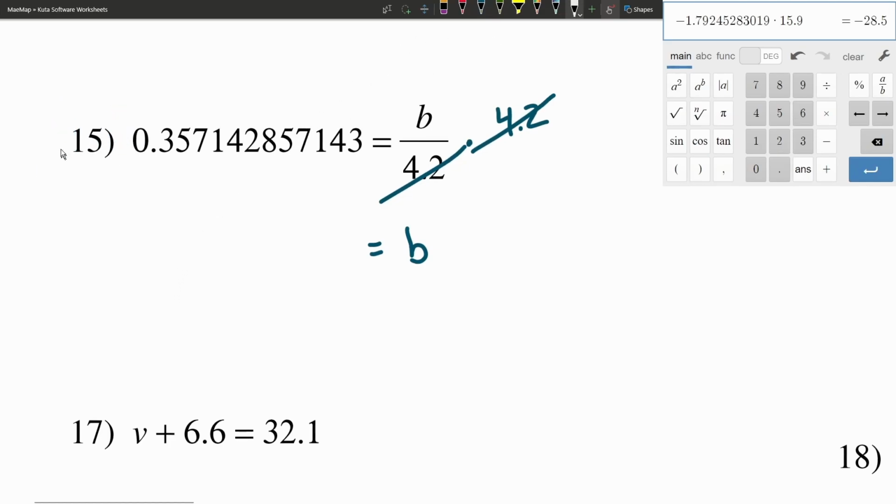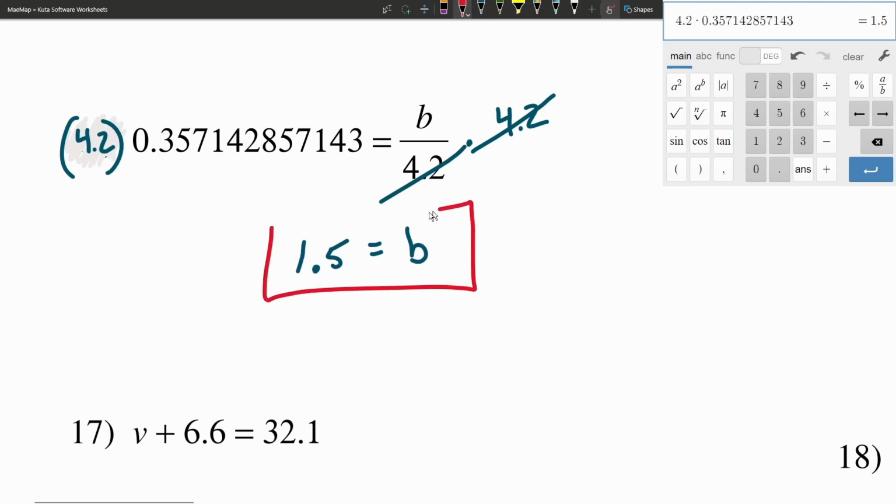Let me just go ahead and cover up this 15, make it a little bit easier to see. So 4.2 times that decimal, let's go ahead and use our calculators. 4.2 times 0.357142857143, that's going to give us a positive 1.5. So 1.5 is equal to b for number 15. Let's move on to number 16.